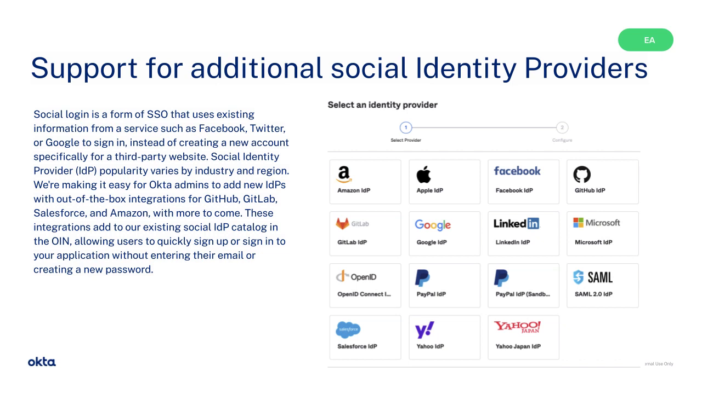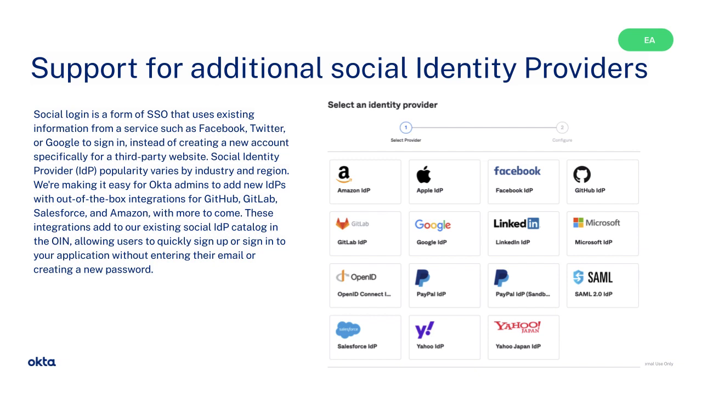Okta now offers support for additional social identity providers. Social login is a form of SSO that uses existing information from a service like Facebook, Twitter, or Google to sign in instead of creating a new account specifically for a third-party website. Social identity provider, or IDP, popularity varies by industry and region.